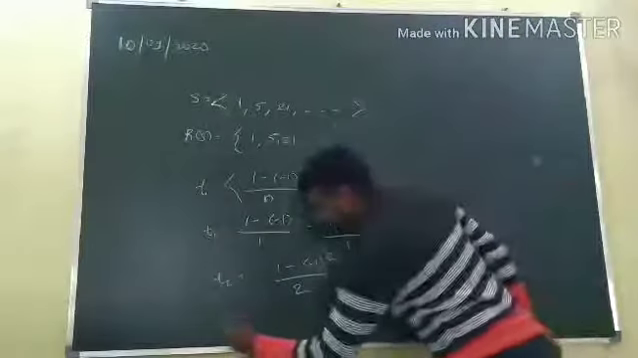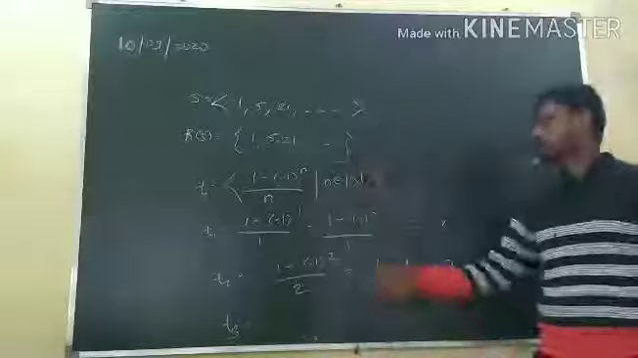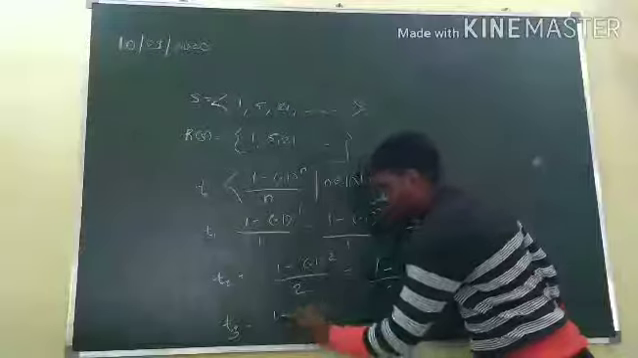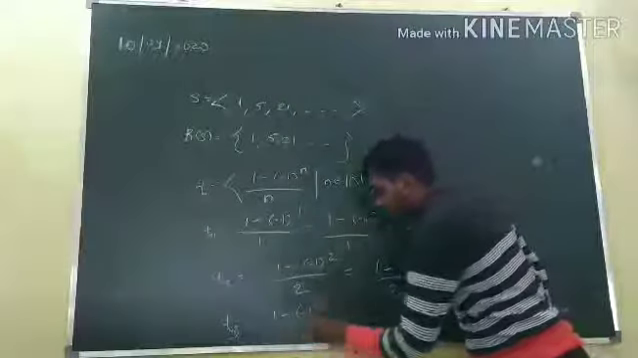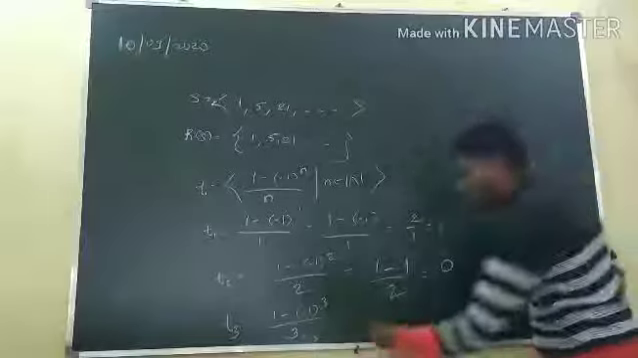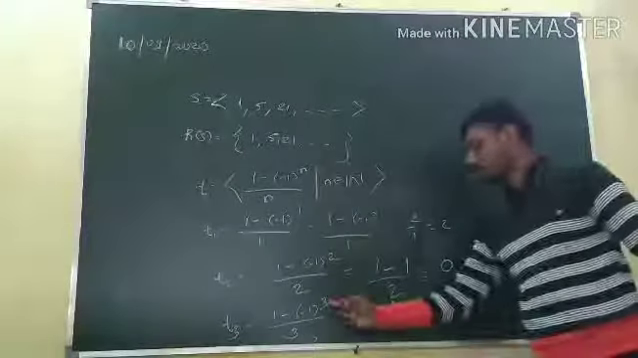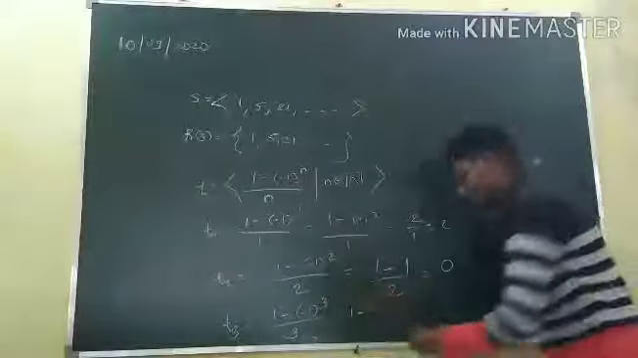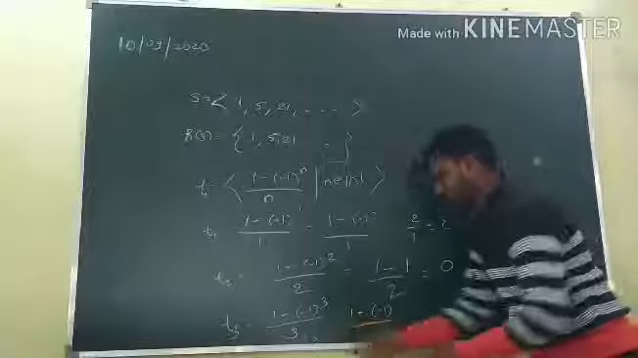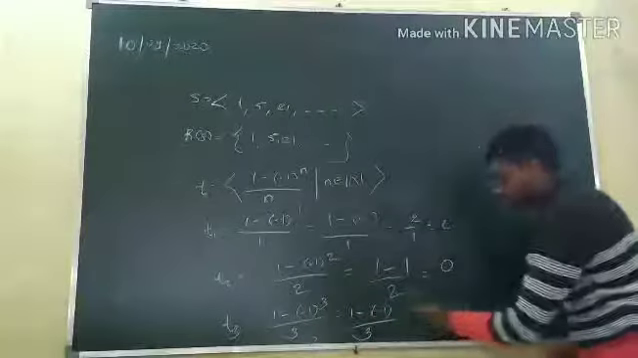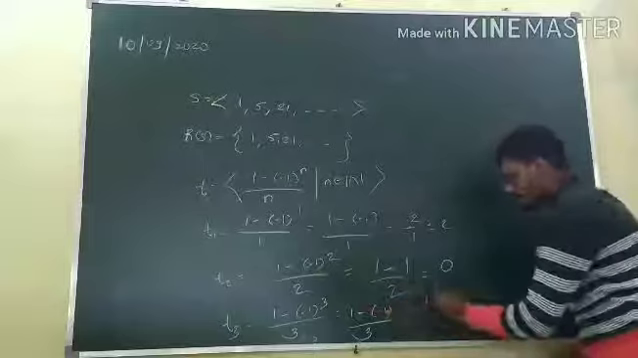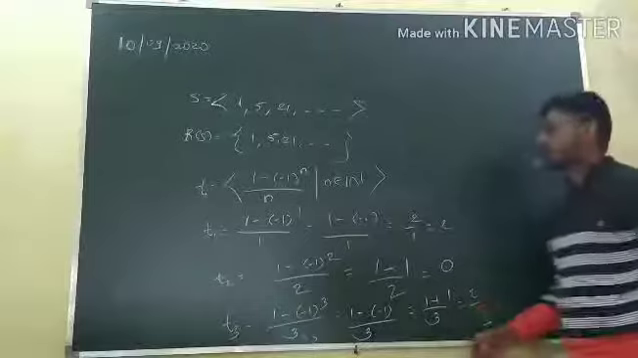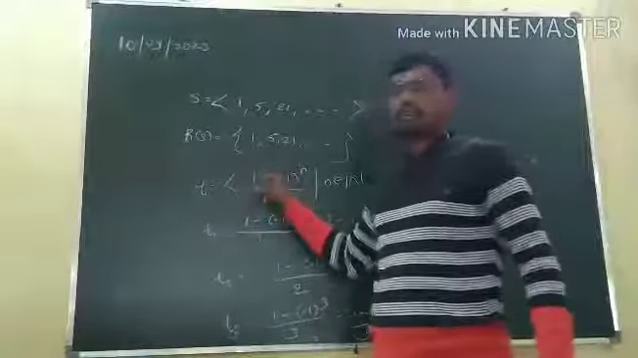Now we will find the third term, which is t3. Again put n equal to 3. So t3 is equal to 1 minus (-1) raised to power 3, upon 3. What is the cube of minus 1? Minus 1. So 1 minus (-1) is 1 plus 1, upon 3. So 2 by 3. In this way, we have tried to find the elements of this sequence.